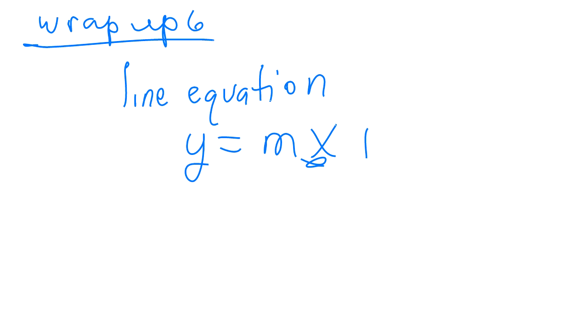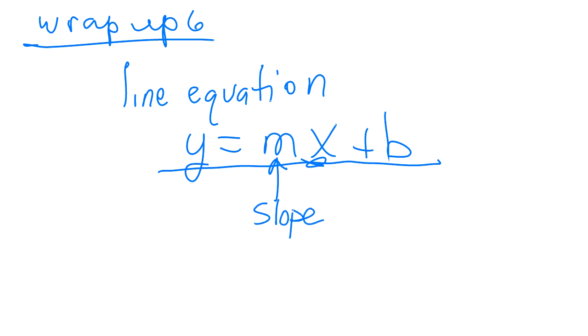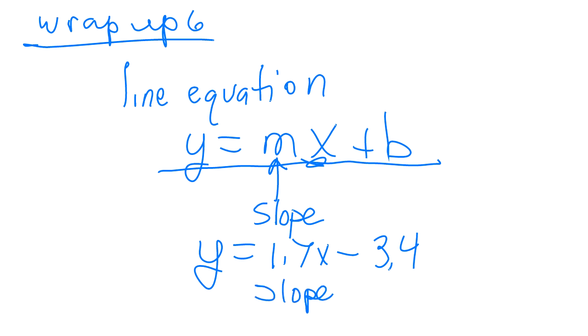What did you get for your line equation? Because you don't have to use Excel to get the slope for your line equation. Excel should give you the form y equal mx plus b, and the number in front of x is your slope. That's all you have to do for that. So like if you had y equal 1.7x minus 3.4, your slope is 1.7.